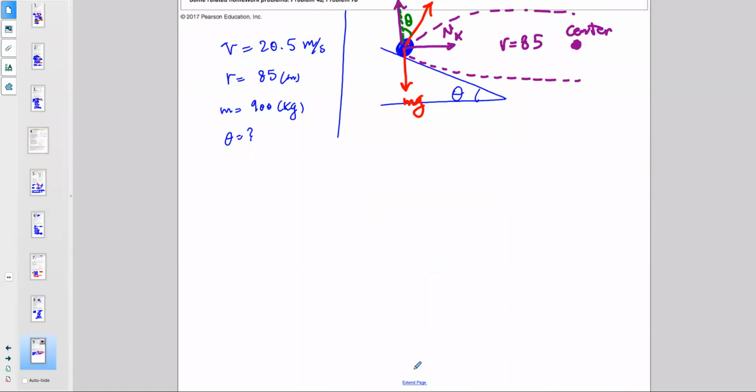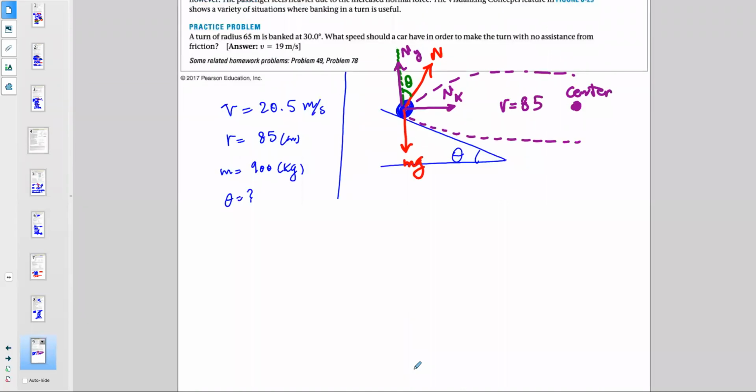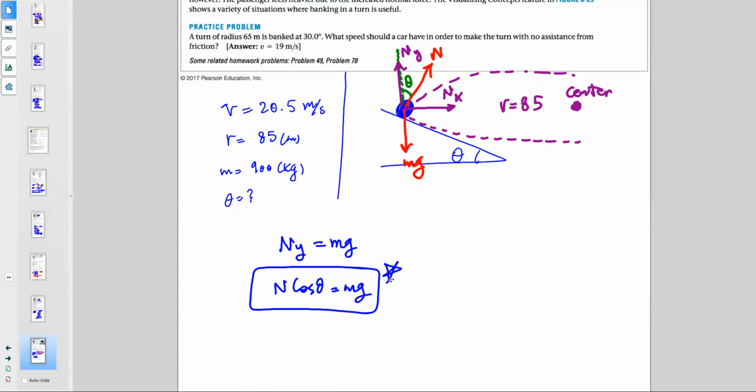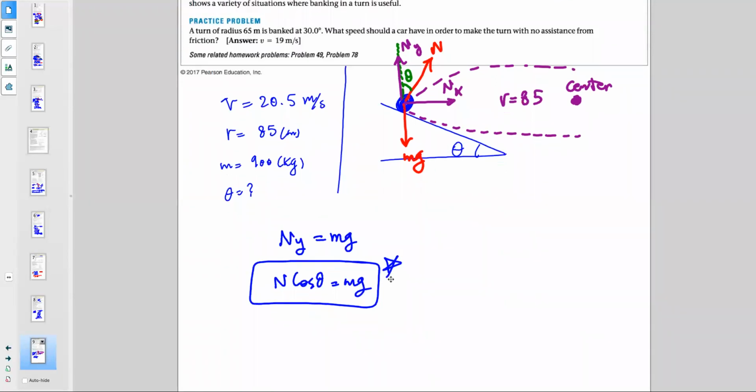Okay, so we know that all the forces along the Y direction should cancel out. So we know N of Y should be equal to mg. And we know what N of Y is. N of Y is just N cosine theta equals mg. So that's one equation that I have right there. I'm going to put a star around it. Along the Y direction is that.